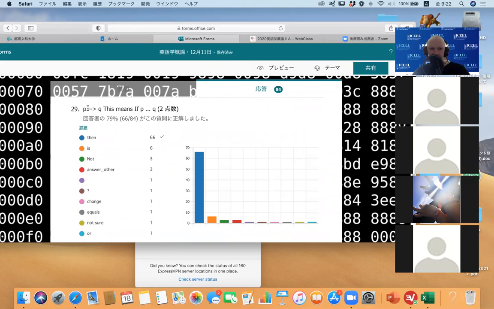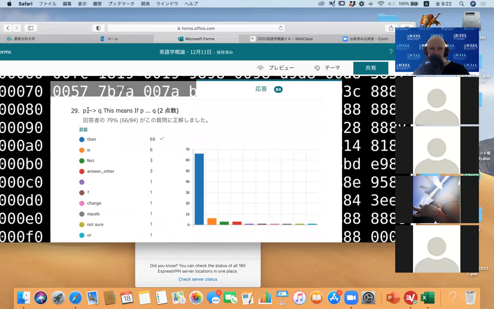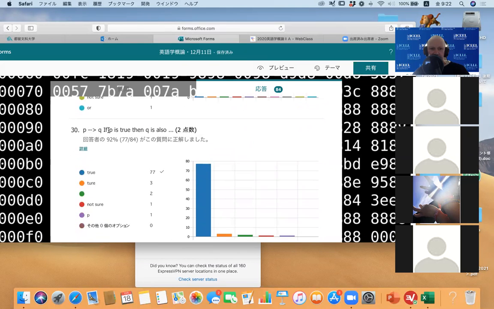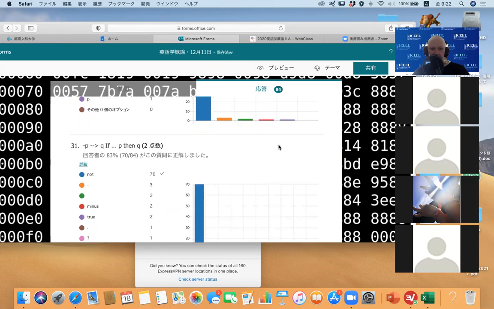This means if P, then Q. Many people got that. If P, then Q. If P is true, then Q is also true. Not P, then Q. If not P, then Q.